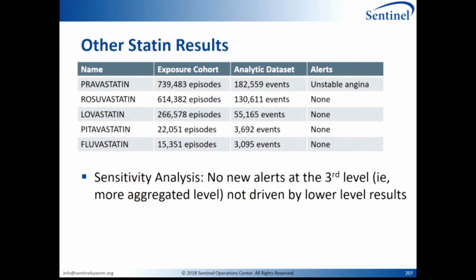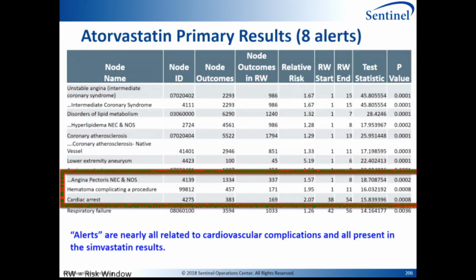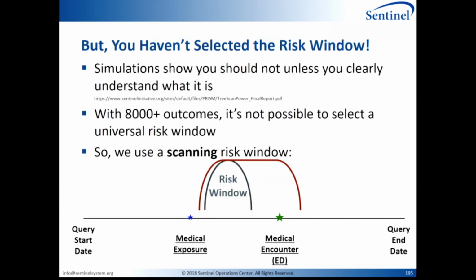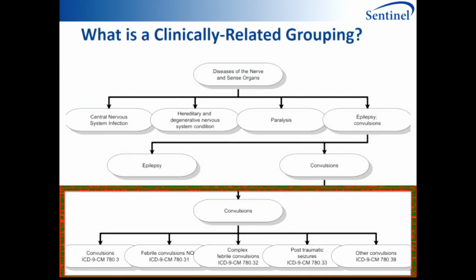We did a sensitivity analysis to look at a different level of aggregation. So what I mean by that is going back to the tree, and actually I don't think I have a picture of the tree, so I'm going to go all the way back to the tree. This here is the default level. The 4th level is 1, 2, 3, 4, counting from the top. The 3rd level is if I raised it up and I said, well, now I'm going to look at a bigger clinical grouping. Here, epilepsy and convulsions clinically are quite different.